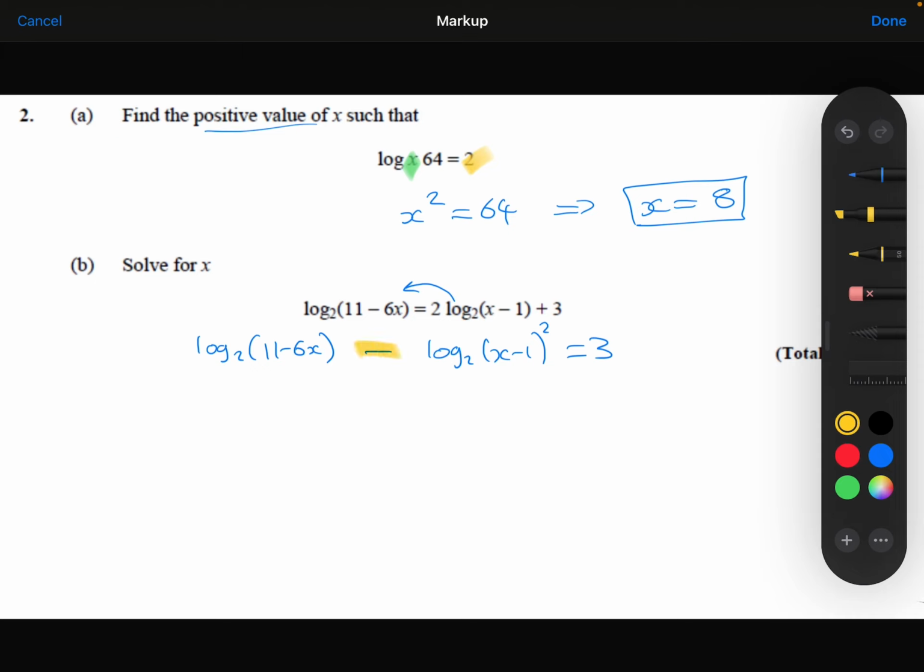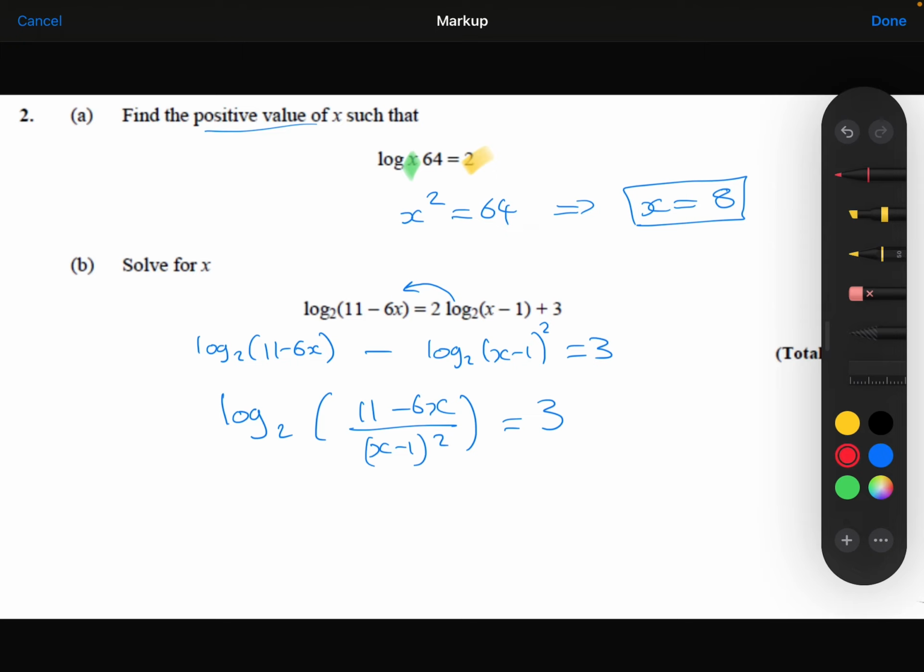Now I can use the subtraction law. So I can combine these two logarithms to be 11 minus 6x over x minus 1 squared. Now I've got the logarithms together by themselves. By itself, I can remove the logarithm by doing the inverse of a logarithm.